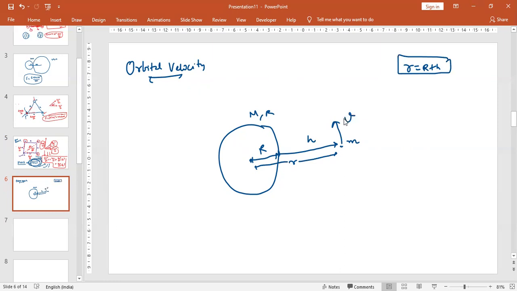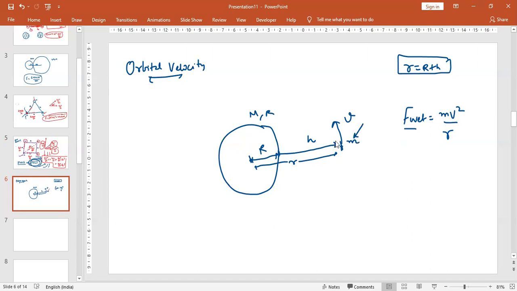Now remember, if any mass is in circular motion, then the net force will be towards the center. And what will be the net force? The net force will be equal to mv square by r, where m is the mass of the body which is revolving, v is the orbital velocity, and r is the radius of the orbit. So the radius of orbit will be small r. Radius of orbit means the distance of the mass from the center of the circle. So mv square by r. And what will be the net force on this mass?